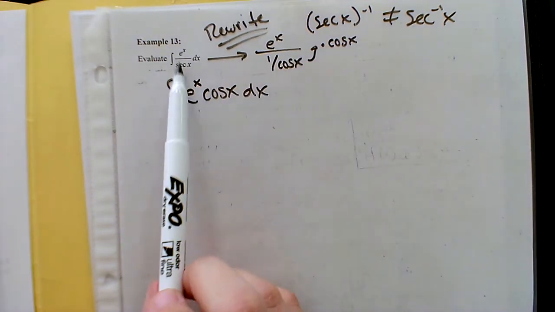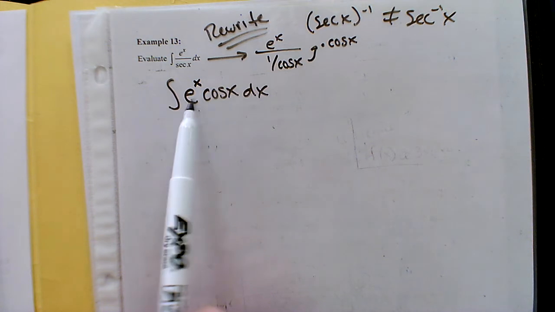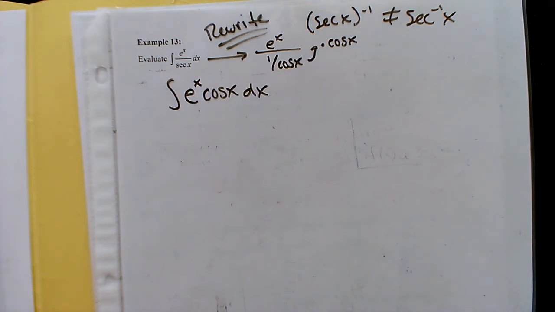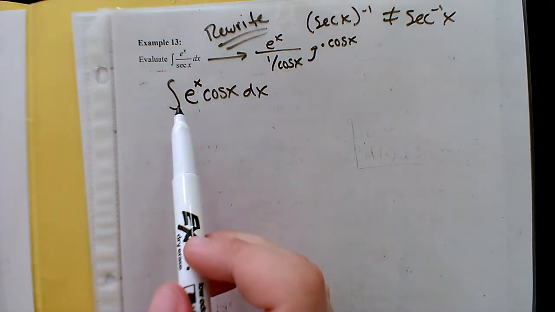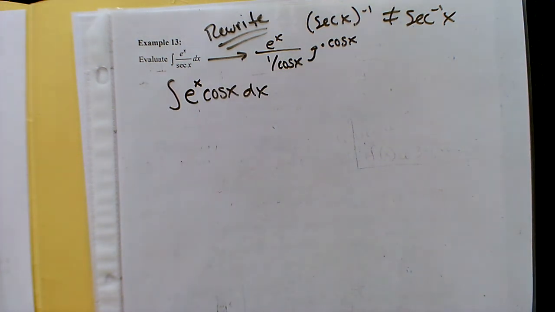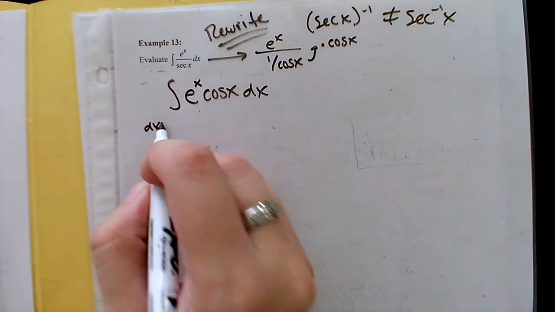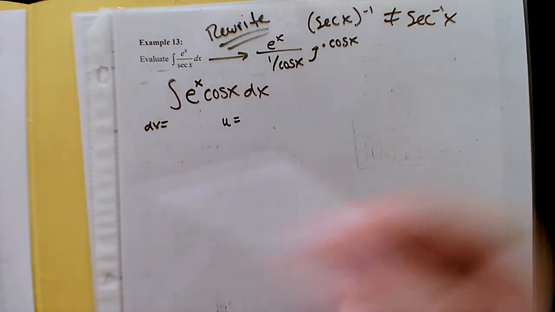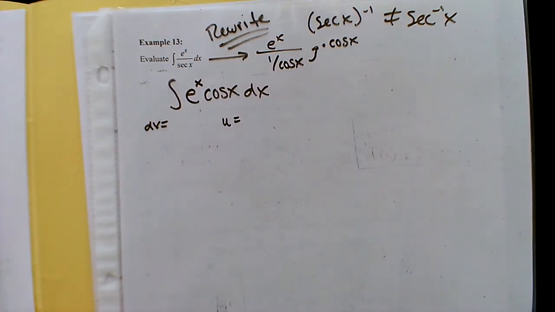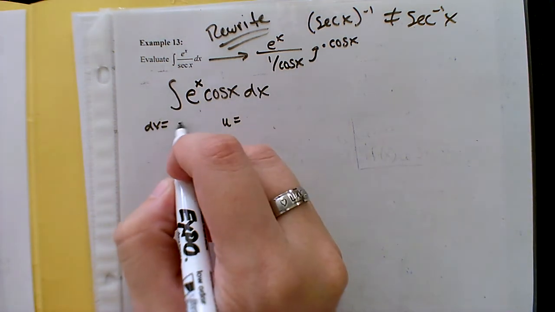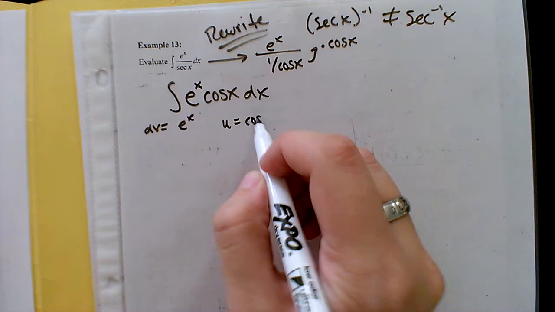Okay, so instead of dividing two different functions, we can rewrite them as multiplying two different functions together. All right, so looking at this, what do you want to let dv be? And what about u? Think about detail. Yeah, dv is dx, and u is cosine of x.